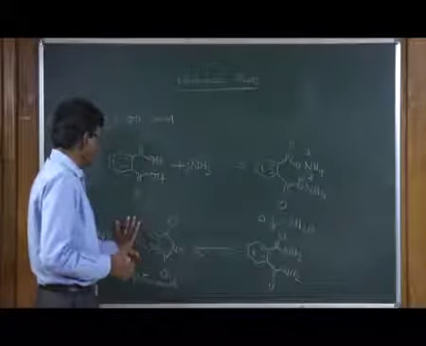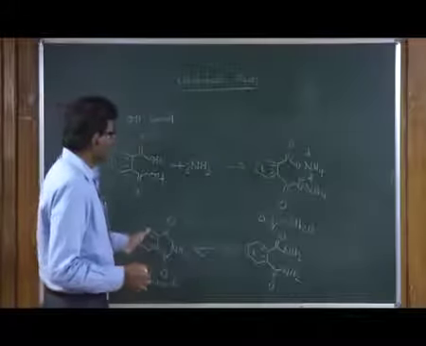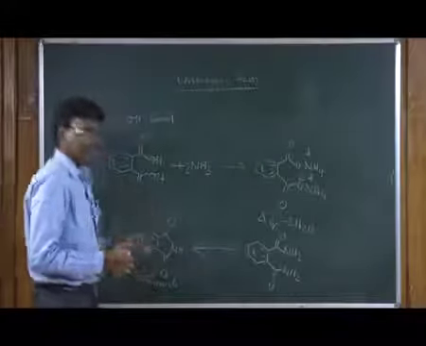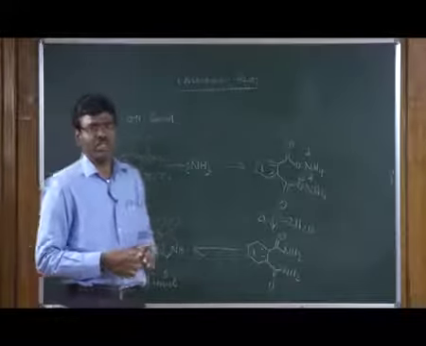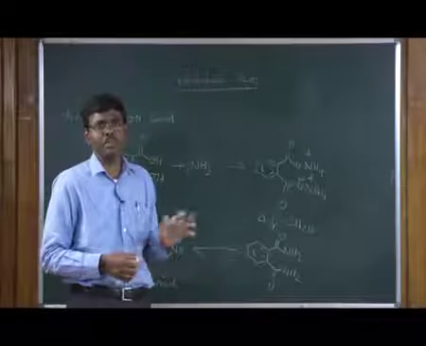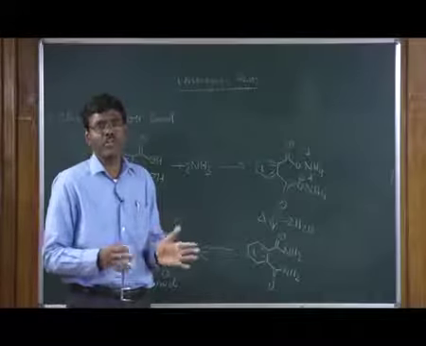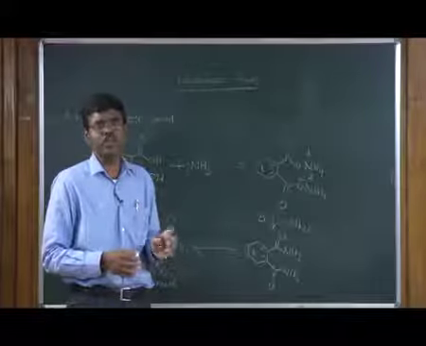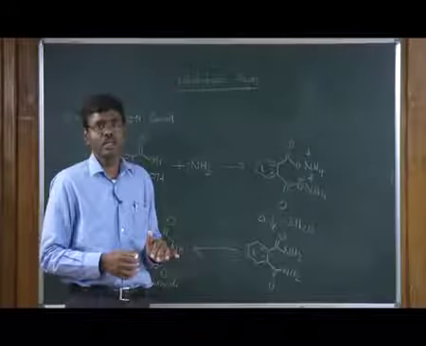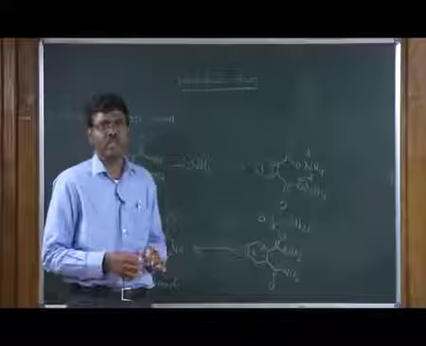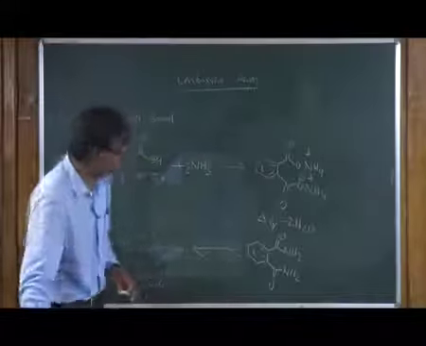Then we saw an example of how you can convert carboxylic acid into the corresponding amide. First, when you add ammonia, they form the salt. That salt, when you heat it, converts into the corresponding amide by removal of a water molecule.